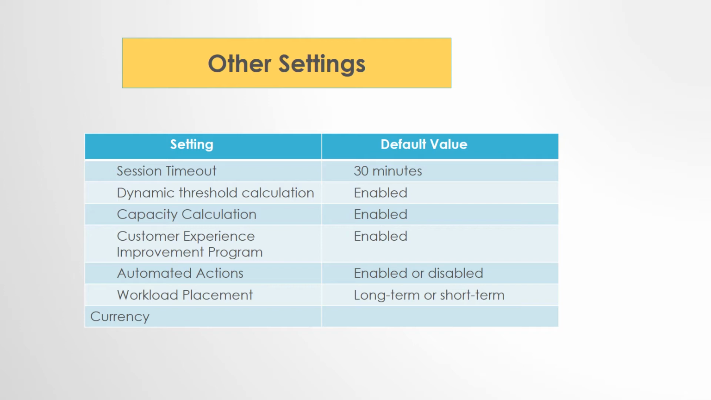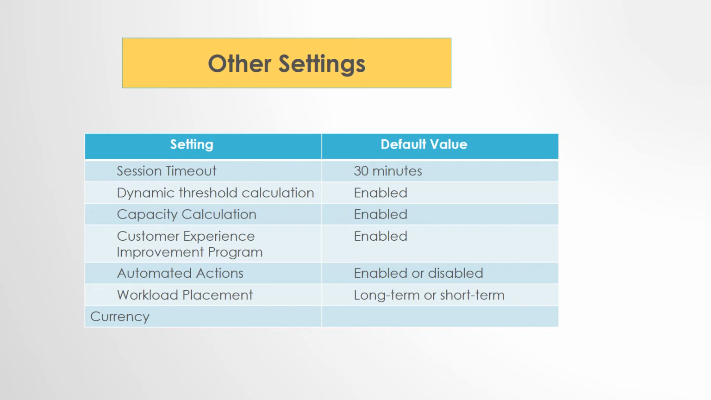Now these are some settings which can be enabled or disabled, like dynamic threshold calculation. If not enabled, then the values which depend on it will not work, like the anomalies badge or symptom definitions which depend on dynamic threshold. Likewise, in capacity calculation, if it is disabled, values such as capacity remaining, time remaining, and stress reclaimable capacity are not calculated.